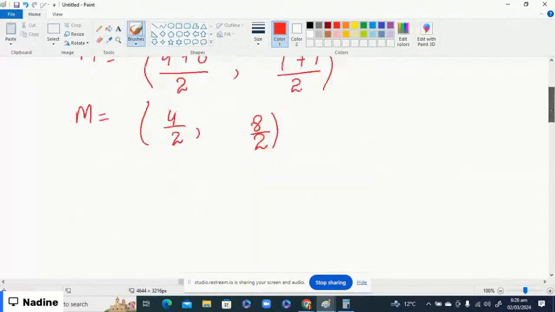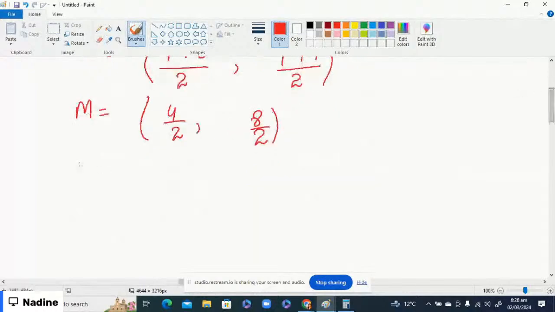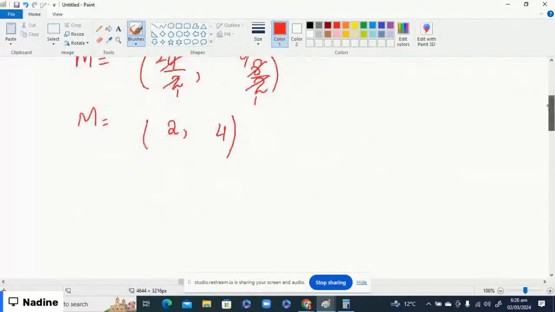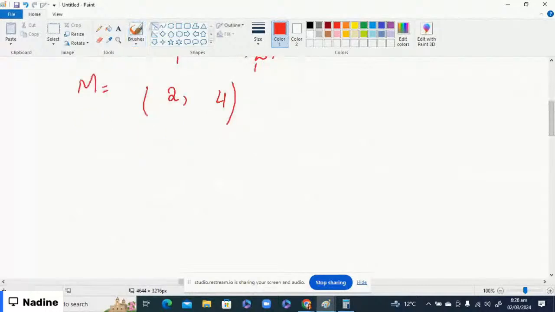Okay. Now dividing. 2 times 1 is 2. 2 times 2 is 4. 2 times 1 is 2. 2 times 4 is 8. This is your answer of midpoint. Let's draw these midpoints on the graph.